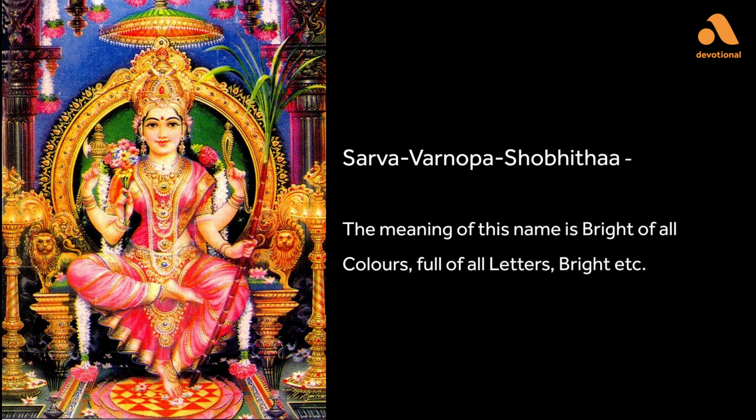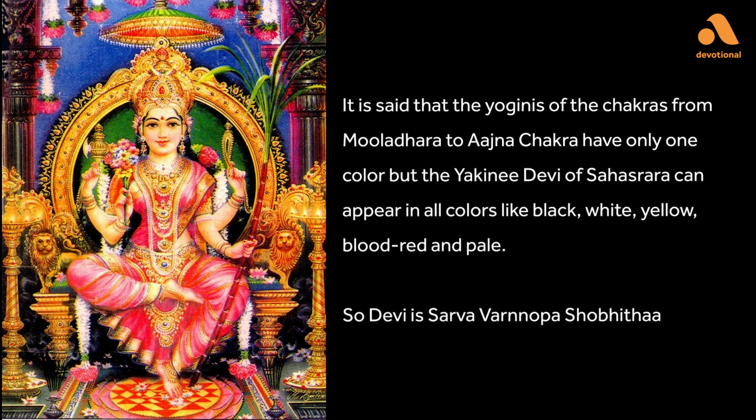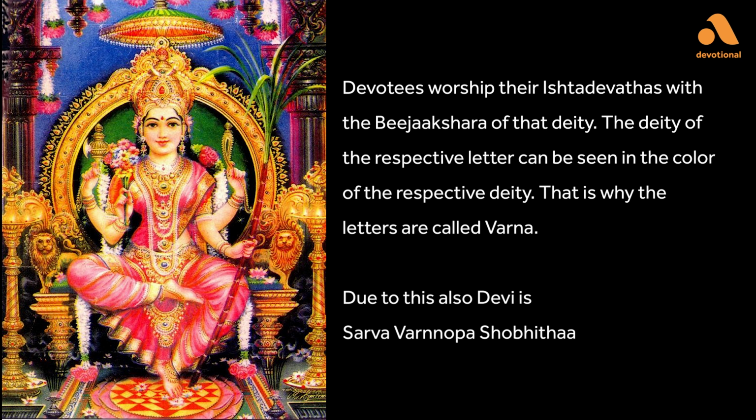Sarvavarnopashobhida. The meaning of this name is bright with all colors, full of letters, bright, etc. It is said that the yoginis of the chakras from Mooladhara to Ajna Chakra have only one color, but the Yogini Devi of Sahasrara can appear in all colors like black, white, yellow, blood red and pale. So, Devi is Sarvavarnopashobhida.